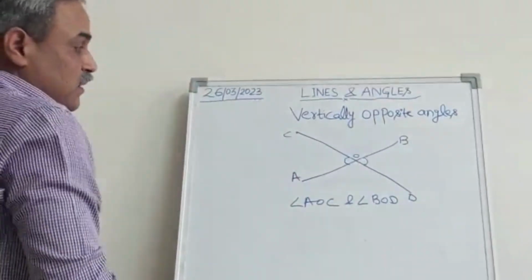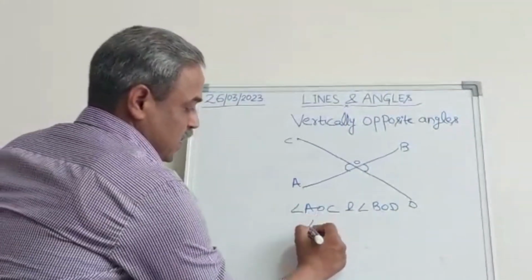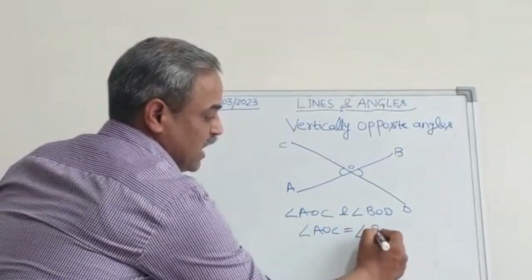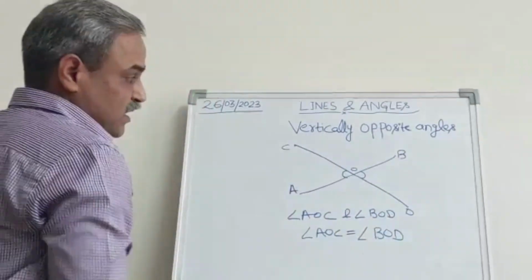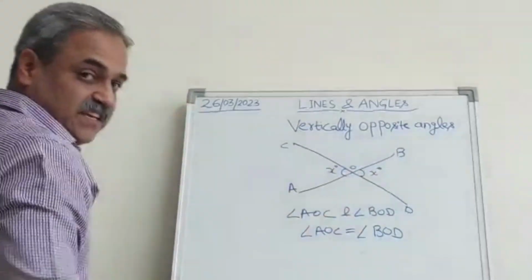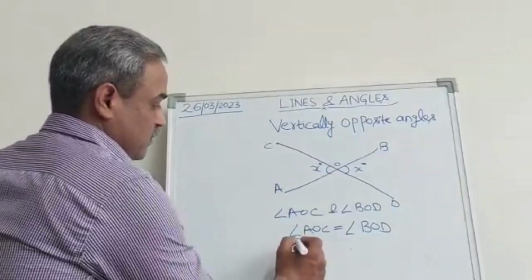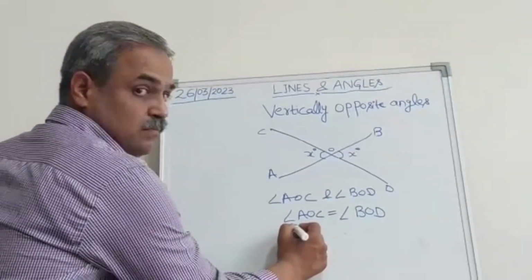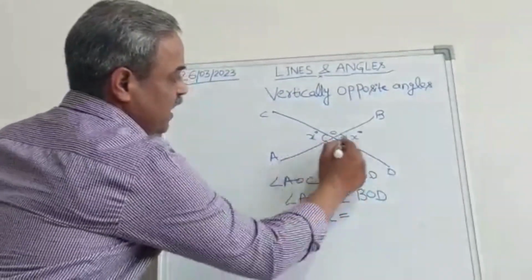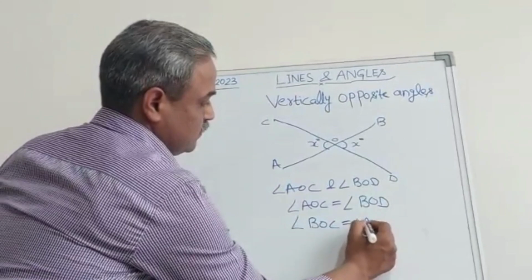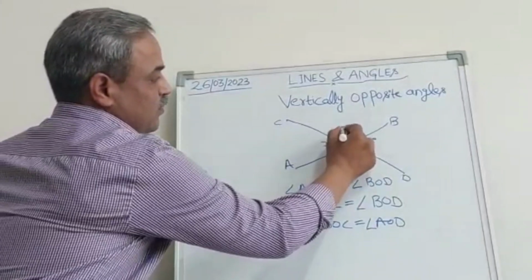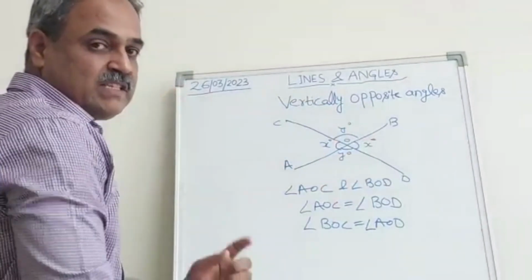Always remember that angle AOC will always be equal to angle BOD. That is, if this is X, then this will also be X degrees. Angle BOC will be equal to angle AOD. If this angle is Y degrees, then this angle will also be Y degrees. Always keep this in your mind.